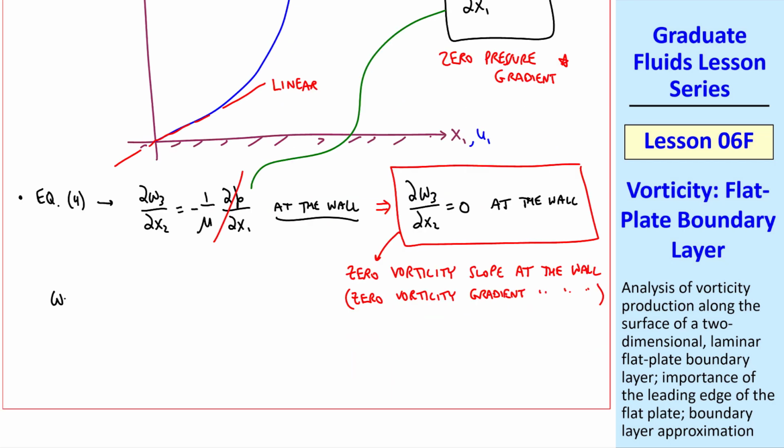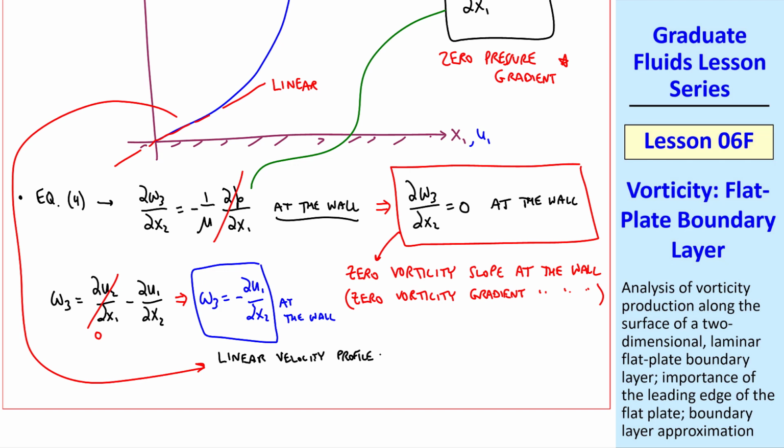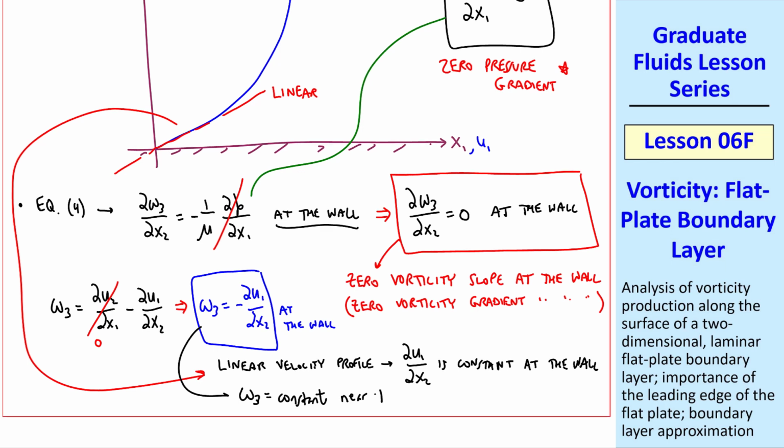We also know that omega 3 for this two-dimensional problem is del u2 del x1 minus del u1 del x2, but since u2 is 0 everywhere along the wall, this term is also 0, which leads to then omega 3 is minus del u1 del x2. Again, this applies at the wall. But as we said, right at the wall, the velocity profile is linear, and a linear velocity profile near the wall means that del u1 del x2 is constant at the wall. And this equation then tells us that omega 3, the third component of vorticity, is constant near the wall.